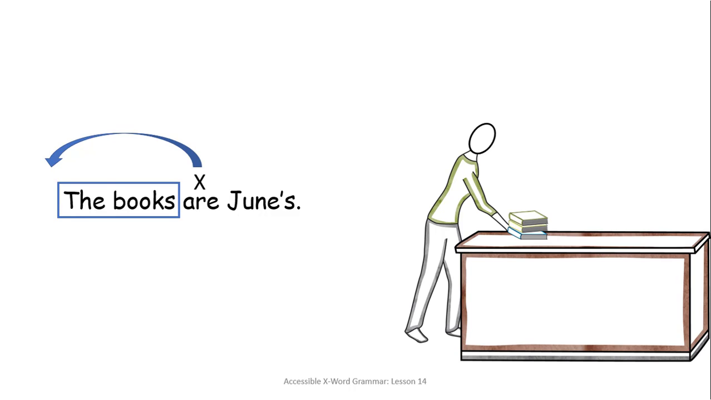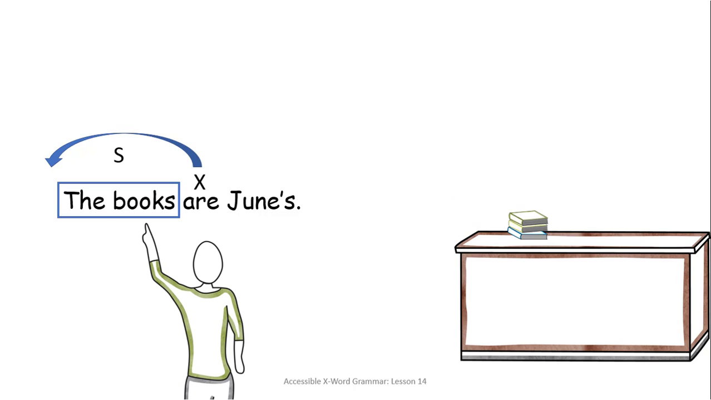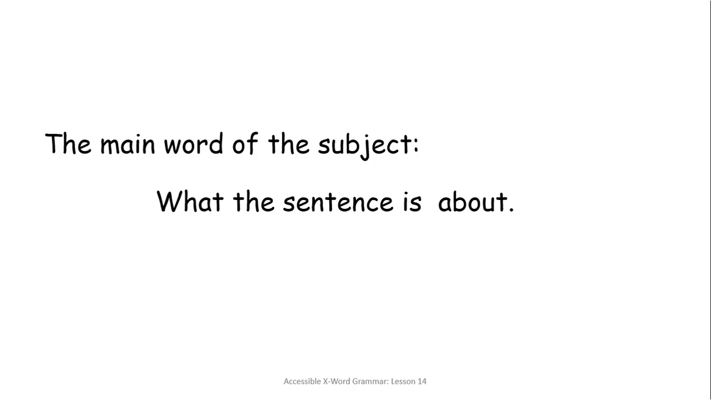Box the whole subject. The most important thing in the subject box is the main word of the subject. In this sentence, it is easy to find. The main subject is books. Did you notice that the main word is the last word in the subject box? We identify the main subject or the main word by putting a star over it. The main word of the subject is what the sentence is about.